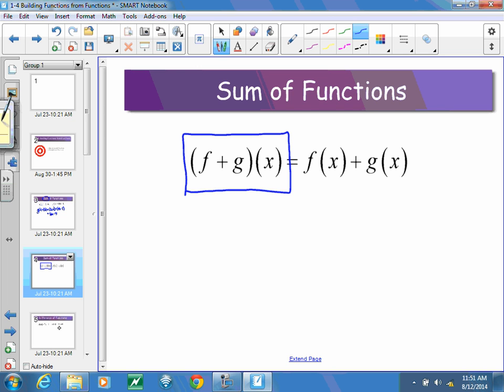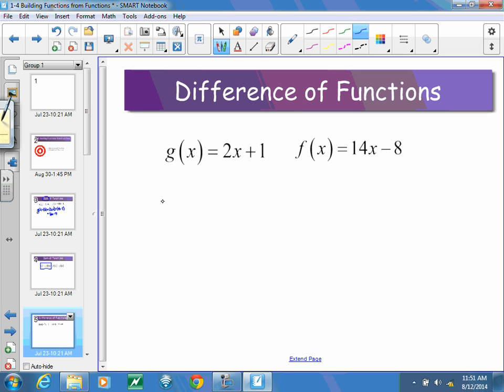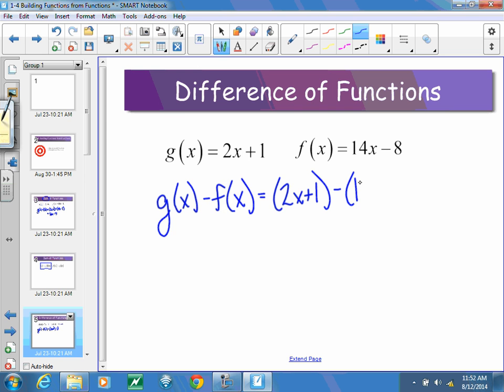When it comes to taking the difference of two functions, we're going to do the same thing here. We're just going to be subtracting two functions rather than adding them. And so I can take my 2x plus 1, which is function g, and subtract 14x minus 8, which is function f. And so now you just need to subtract and be a little careful. 2x minus 14x, which is going to give us negative 12x. And here's where people usually make the mistake, is 1 minus a negative 8. So we're going to get plus 9. A lot of times people take 1 minus 8, so just be very careful about that.